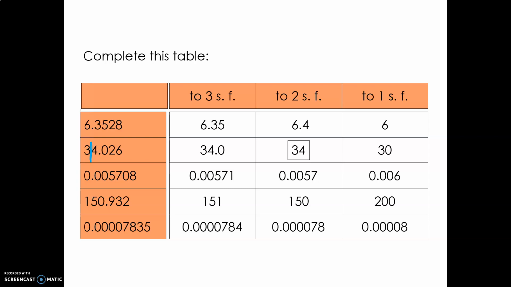So well done if you completed that correctly. You can stop the video now, go back to the lesson page, and start the worksheet on significant figures.